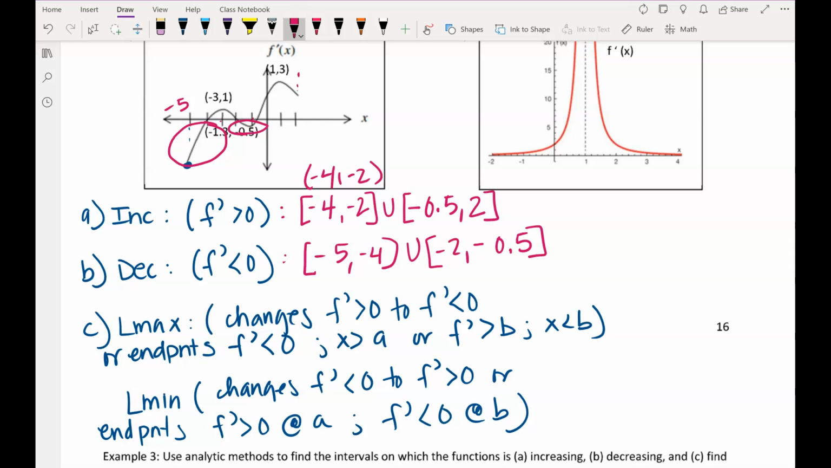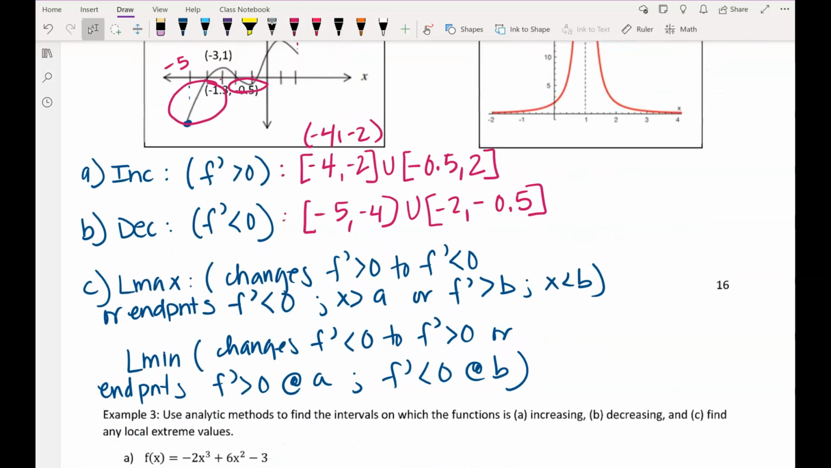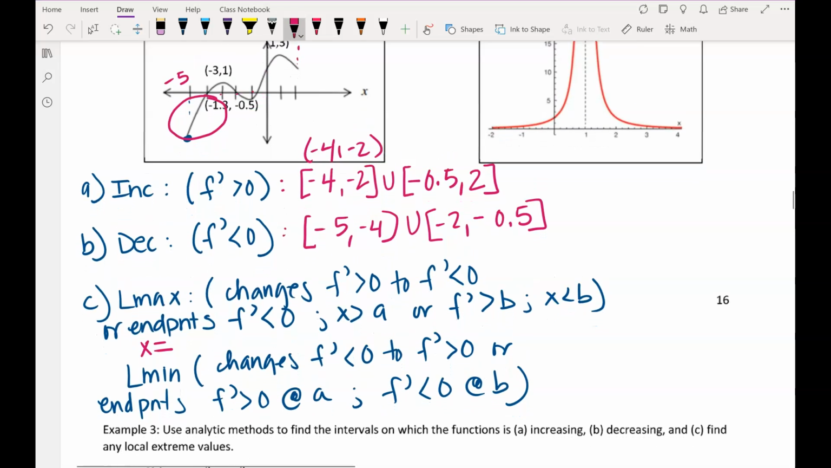Not too bad for increase, decrease. Now, the local min and local max is when you have to pay attention a little bit. The instruction says estimate where, that means the x location. So the x location for local max, remember, we're looking for the changes from increase to decrease. So here's the increase, and it changed from decrease. So we have the first one at x equals -2. Then again, or we can look at the endpoints. Would you guys agree?